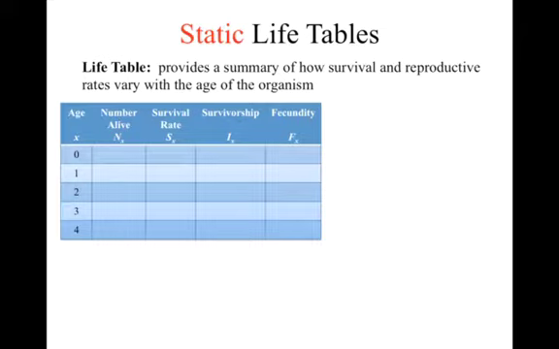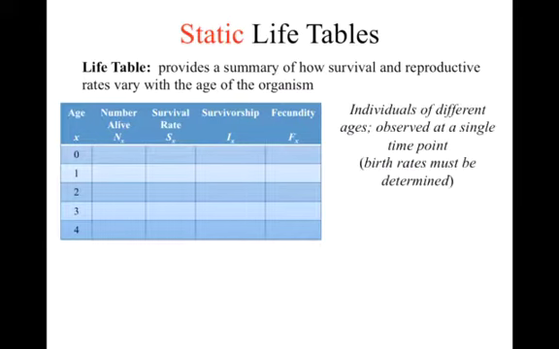So that's a cohort life table. The other type of life table you can make is known as a static life table. And with a static life table, it's a little bit simpler. You don't have to monitor these organisms or this cohort for many, many years. You just look at one single time point, 1 year. You go in and you look at individuals of different ages.